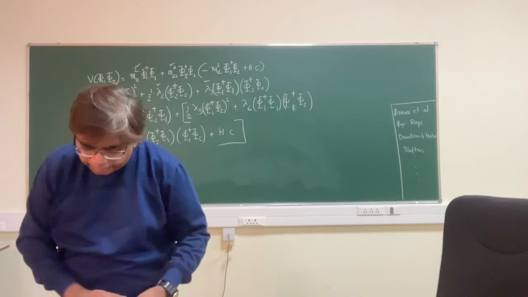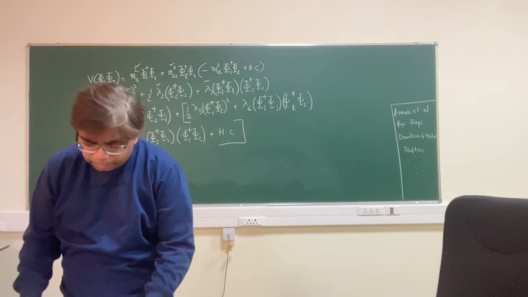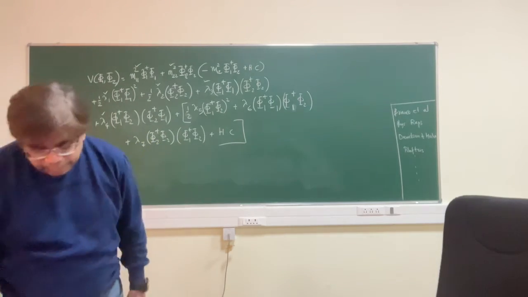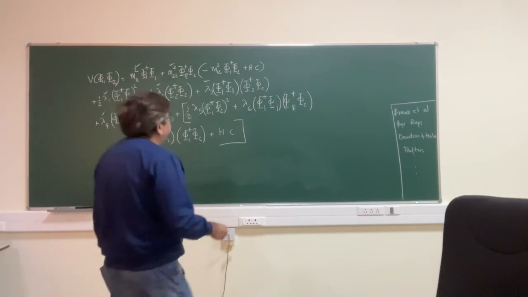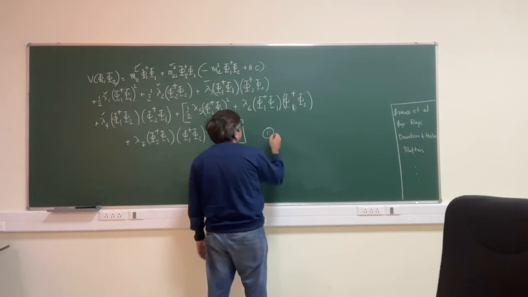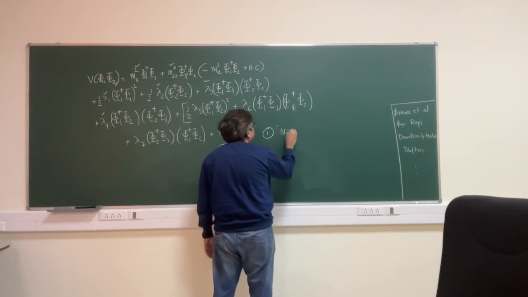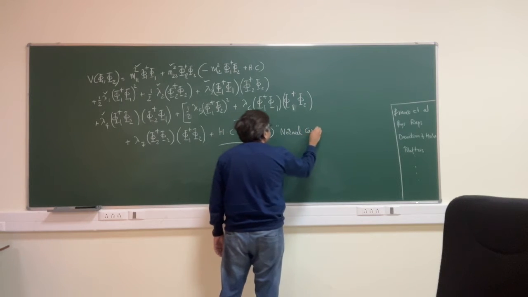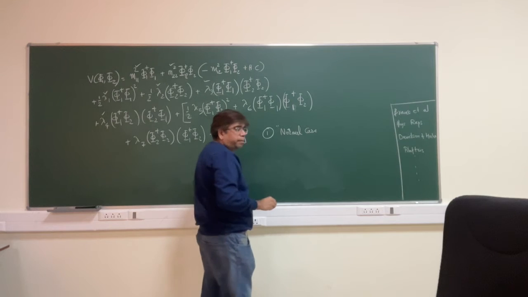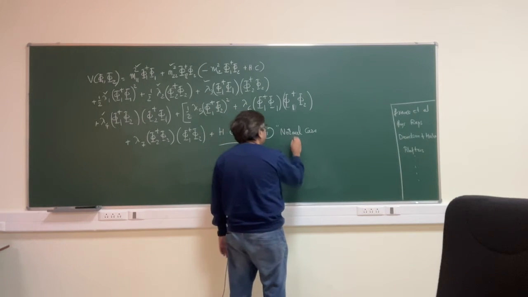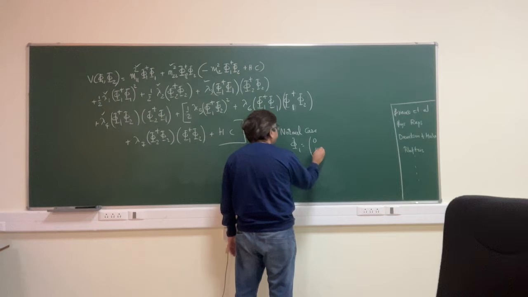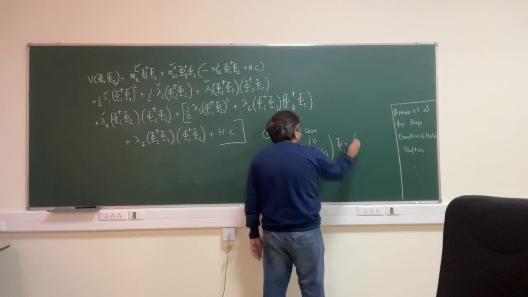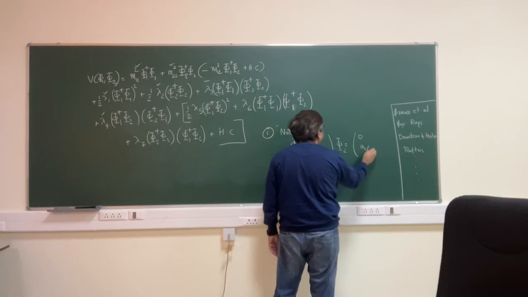But there are three different cases. The first case is the so-called normal case, in which the vacua are real. So you put phi 1 equal to (0, v1 by root 2) and phi 2 equal to (0, v2 by root 2).